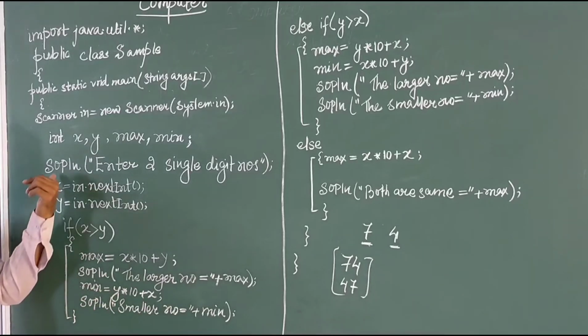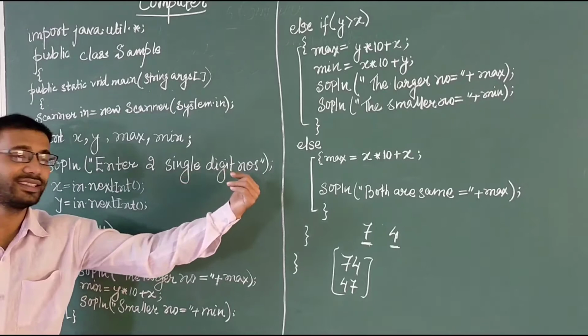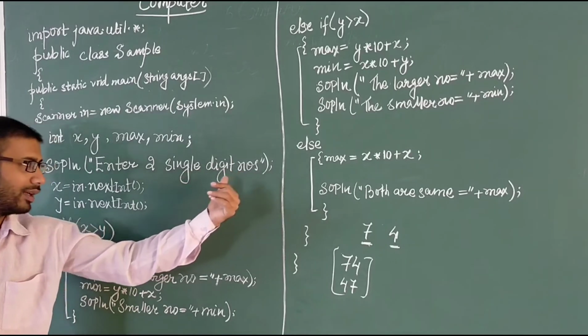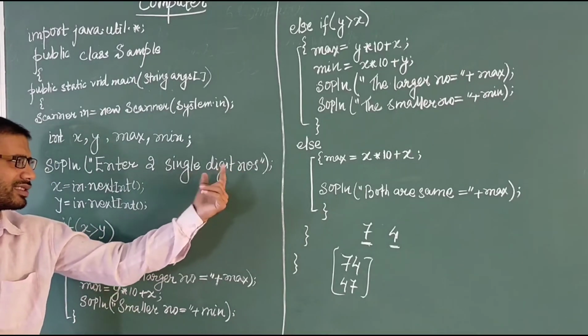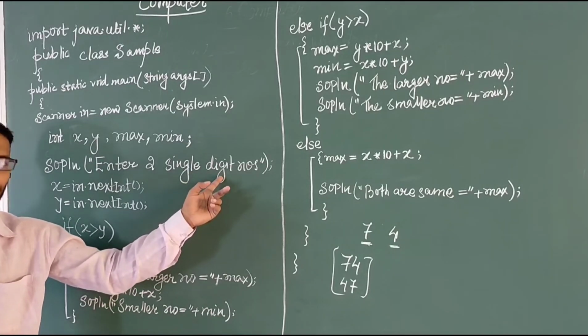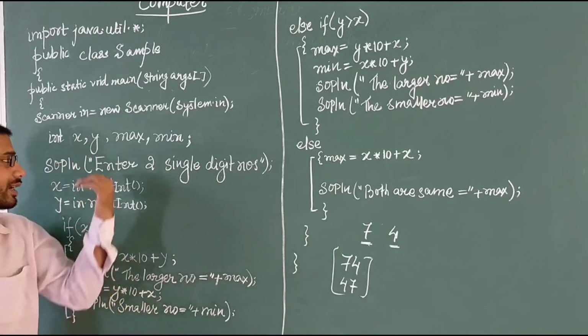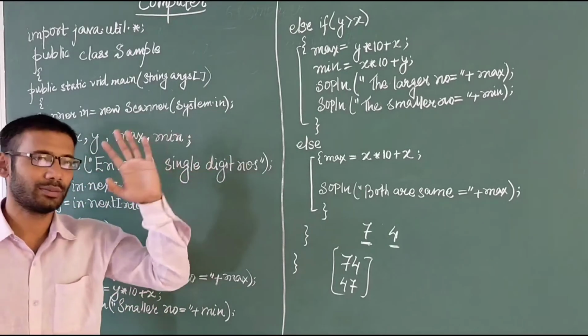Now, System.out.println "enter 2 single digit numbers". Clear? As soon as you write digit, there is no need of writing single, because a digit cannot be double. A digit is always single. Still, for the sake of the user, "enter two single digit numbers". Okay.